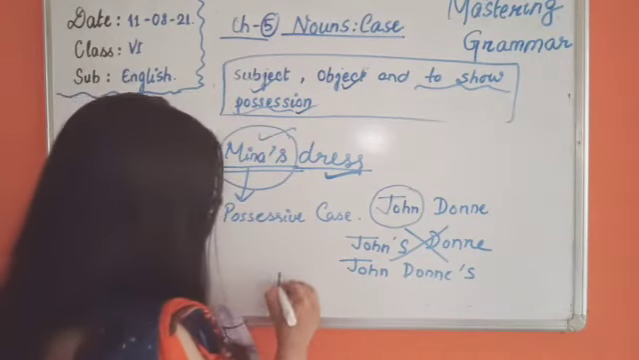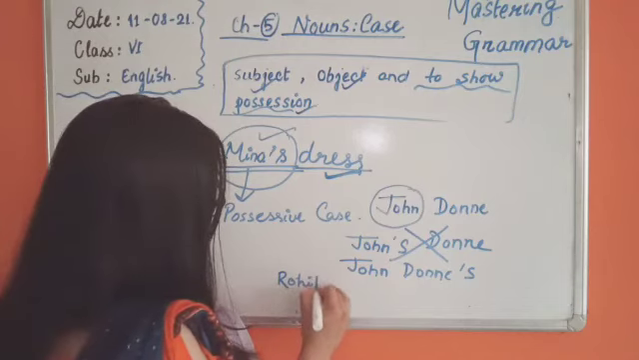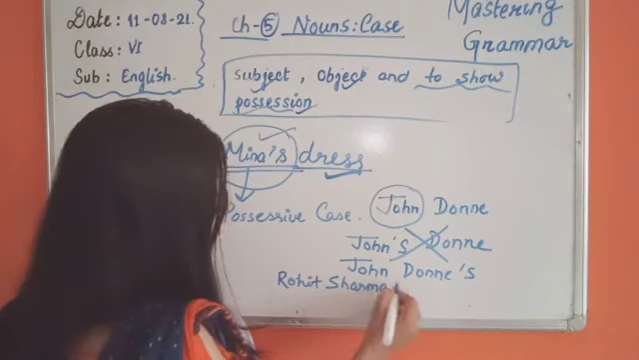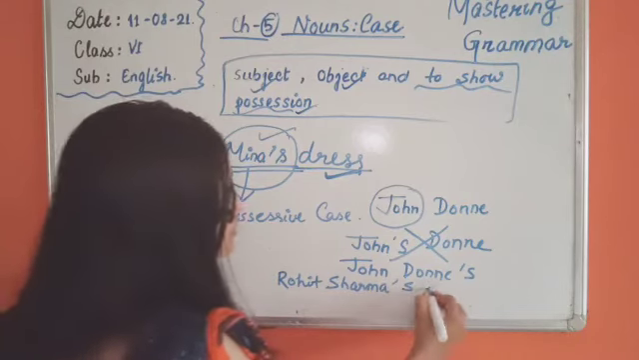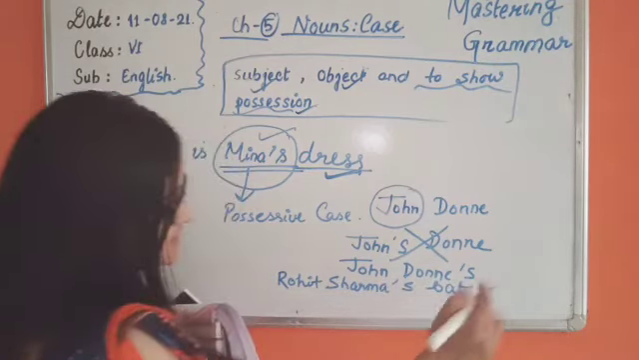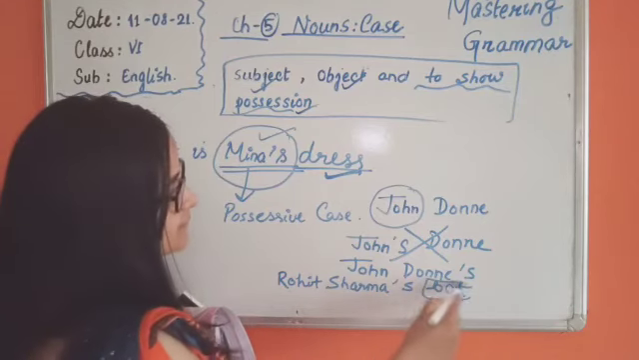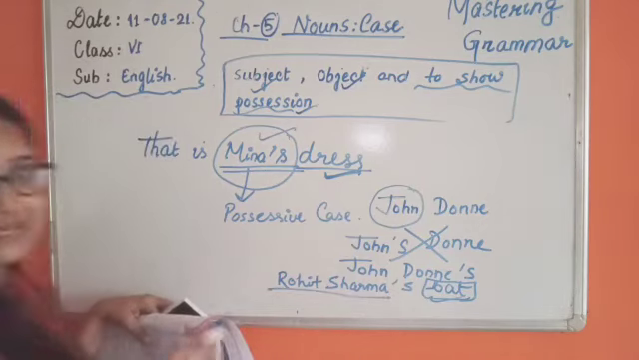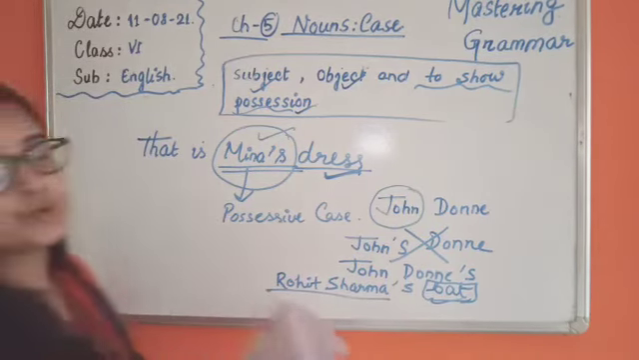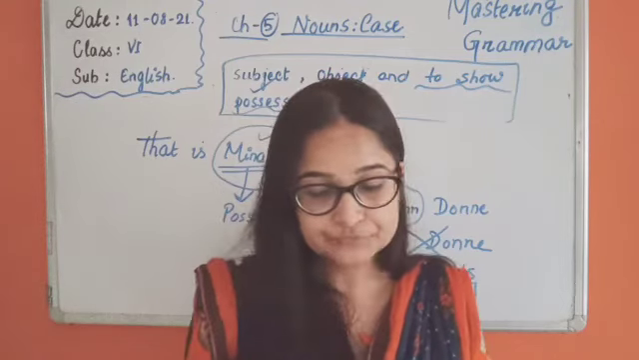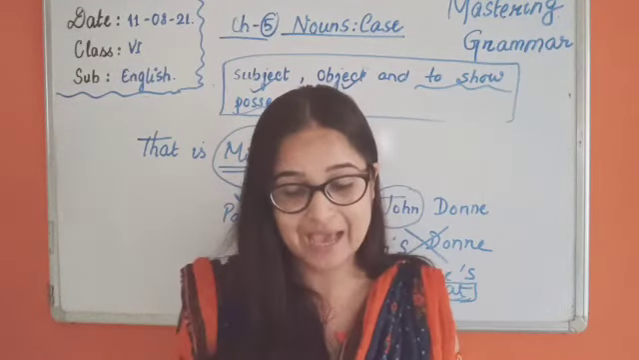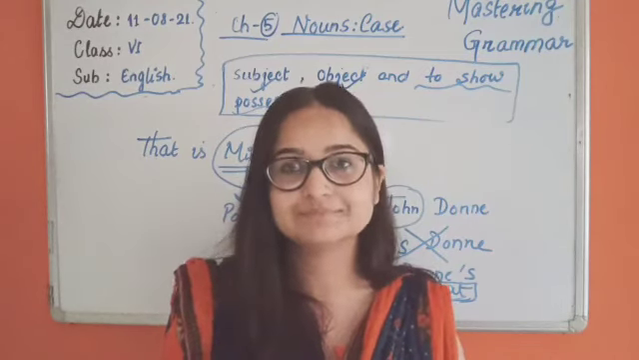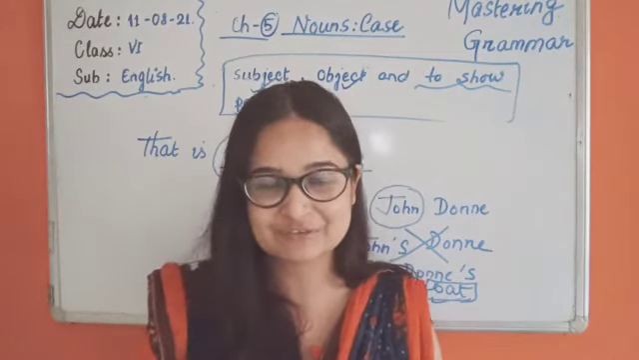Like if I would have told Rohit Sharma, okay, I wouldn't have said Rohit's Sharma. Instead, Rohit Sharma's bat, okay, like this, showing the possession of the bat, that who is the owner of this bat? Rohit Sharma, right? So showing owner. So I hope this is clear children, okay? And with this we have reached at least the definition of possessive case.